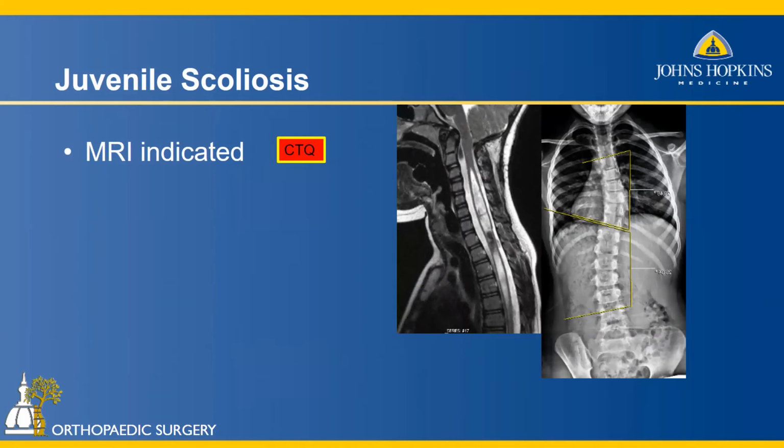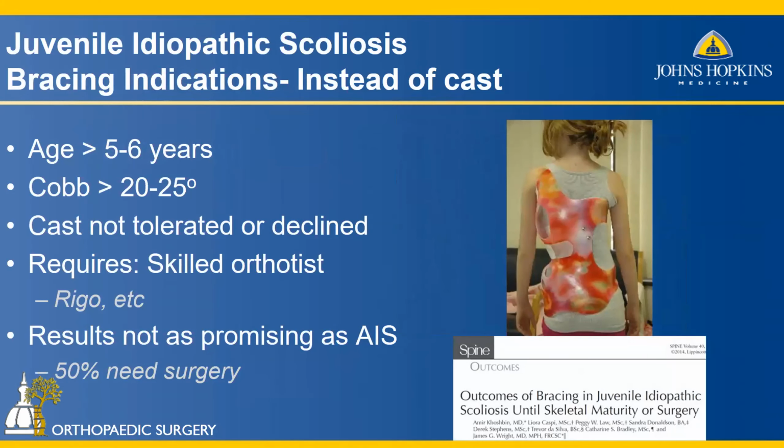Juvenile scoliosis, that is 3 to 10, also needs to have an MRI because he will also pick up a higher frequency of syrinx or Chiari than you would in the idiopathic adolescent group. For the juveniles, however, they're less likely to accommodate to a cast. We will offer it to some of the younger ones, but generally most of these are braced if they're greater than 20 to 25 degrees. It requires a skilled orthotist and dedicated family to really make this work. And only a few of them actually really succeed to maturity. About 50% of them will need surgery, which is a higher statistic than you would see for adolescents.